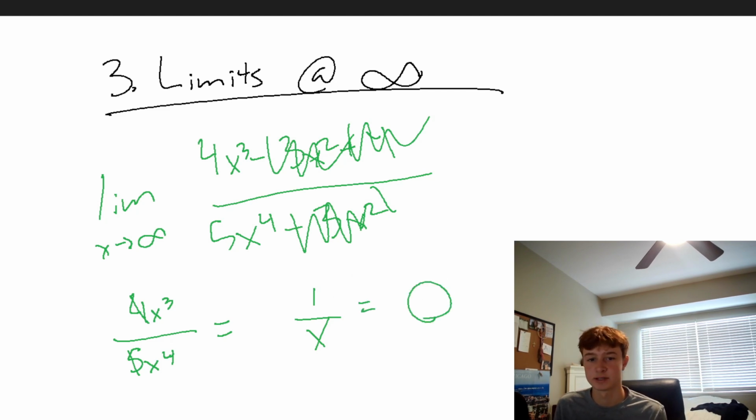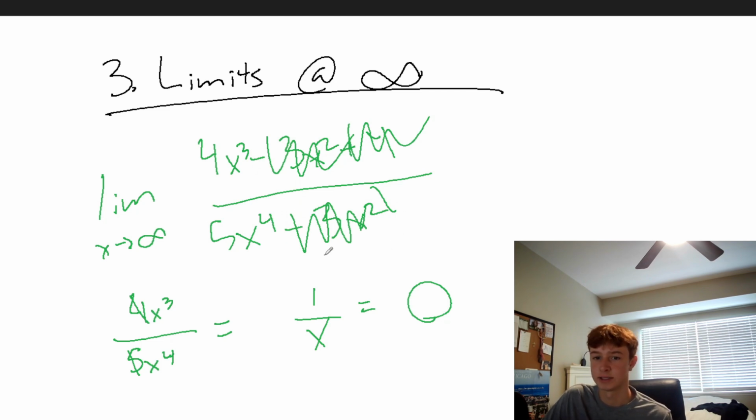And that's just the procedure for any function. If you have a limit approaching infinity or negative infinity, you just find what the highest power is, and then you just do algebra like that. You can ignore everything else.